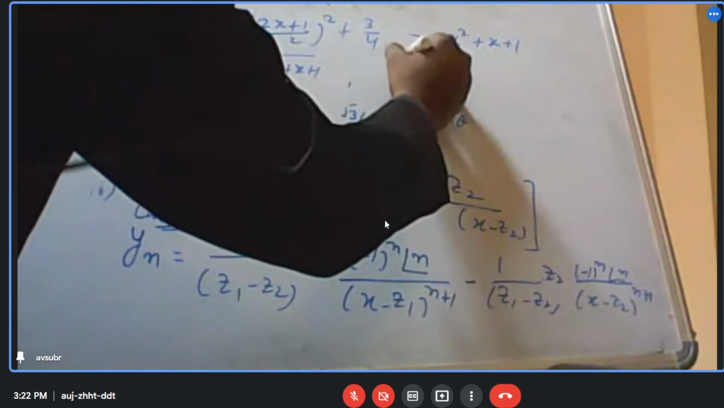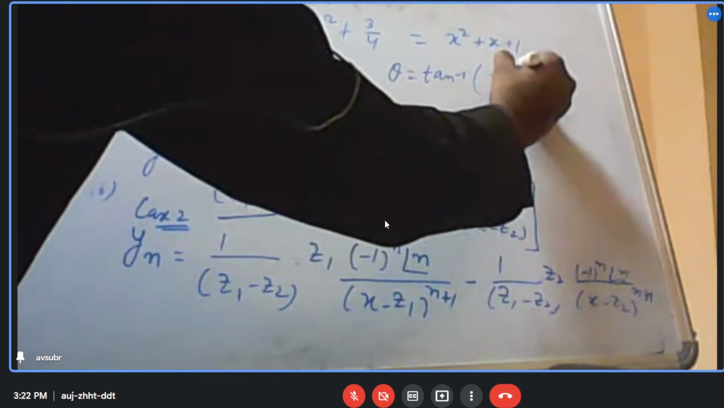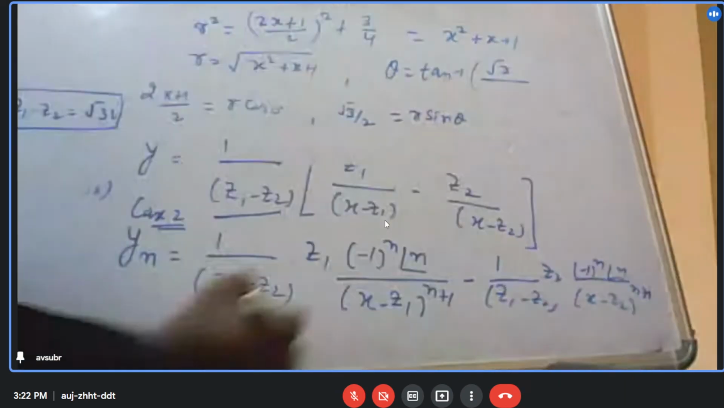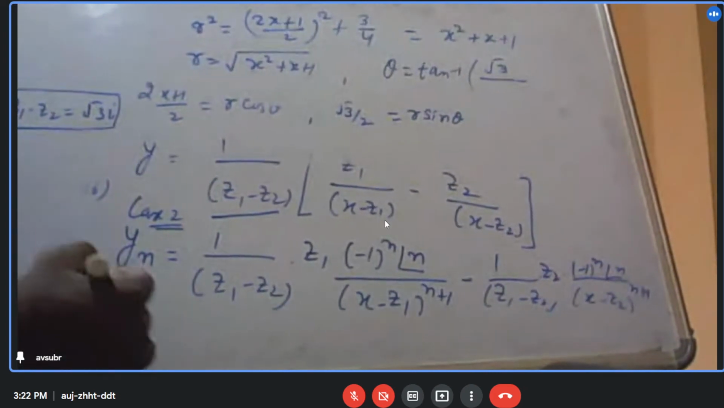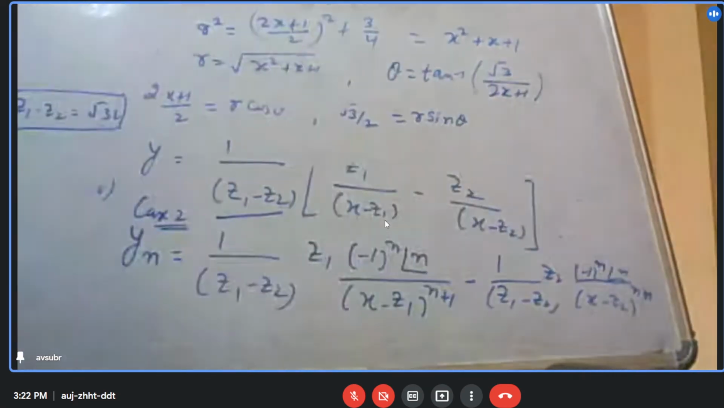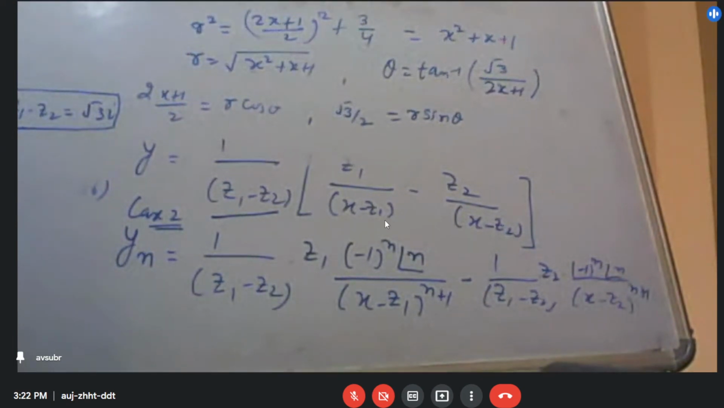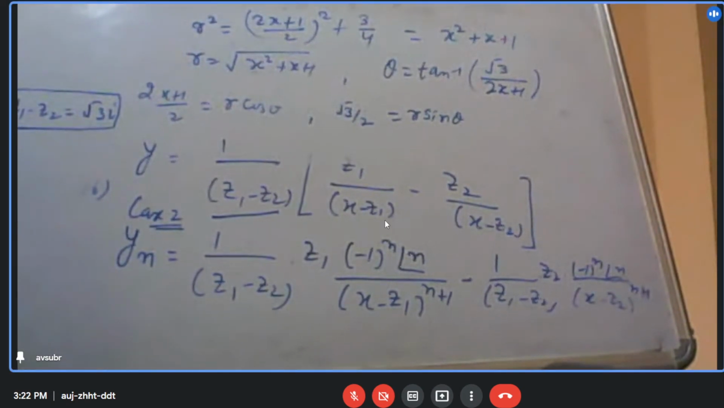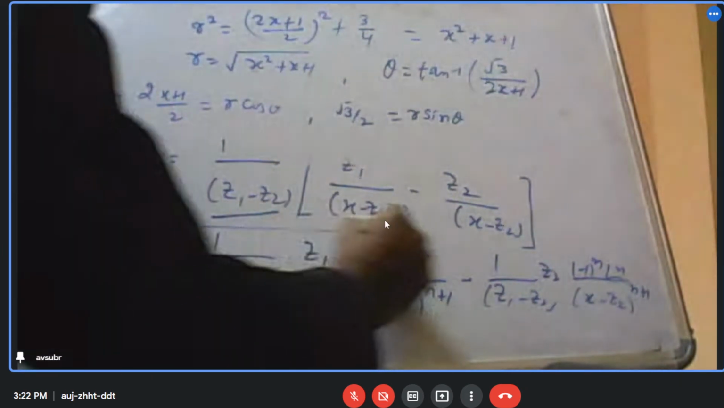And theta will be equal to tan inverse. What will be theta? Theta will be root 3 by 2x plus 1. Is it okay? Yes, sir. All right. So now look at this equation.